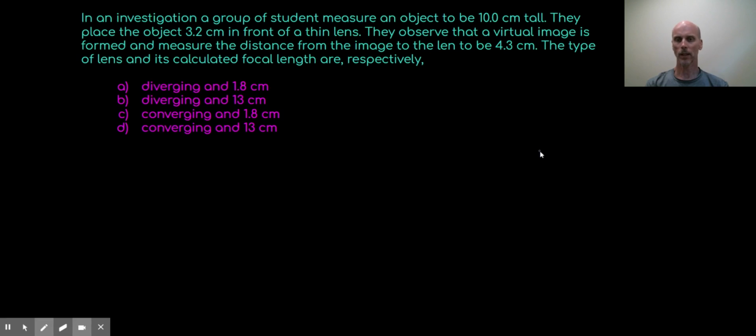All right, let's take a look at a question involving the Lensmaker's equation, maybe the magnification equation, certainly a lens question. So you can pause it, read the question for yourself and see the possible answers, but I'm going to highlight the important part here. The first thing we see is that students measured the object to be 10 centimeters tall. So the height of the object is 10 centimeters.